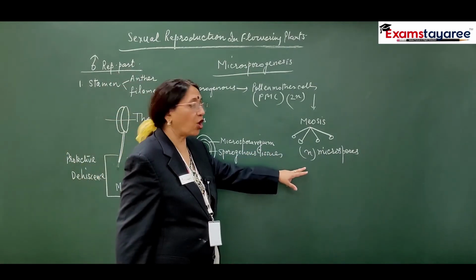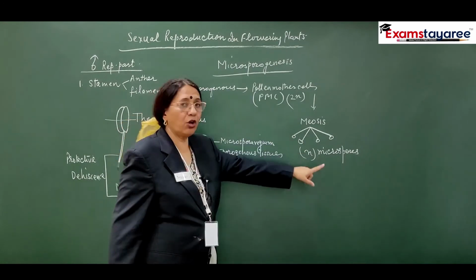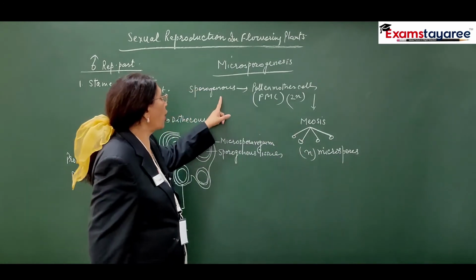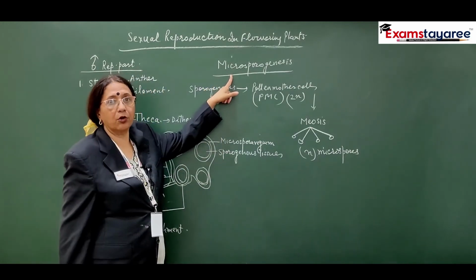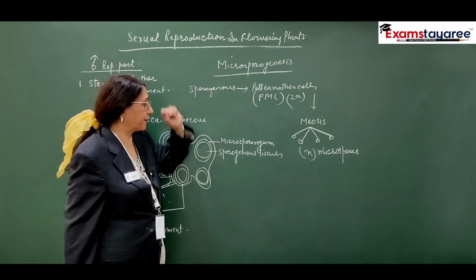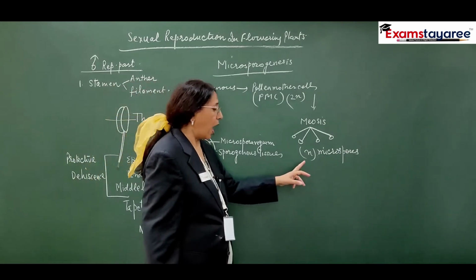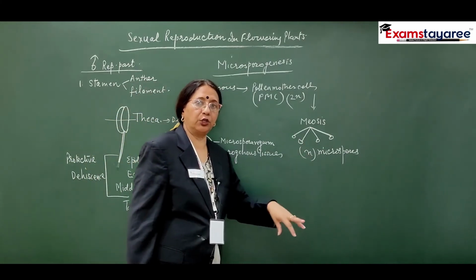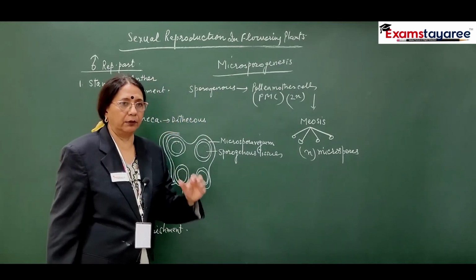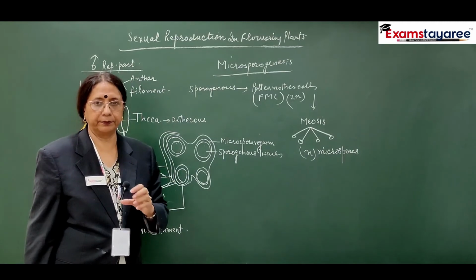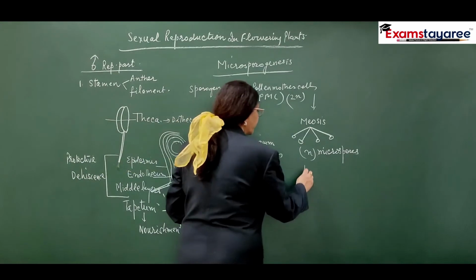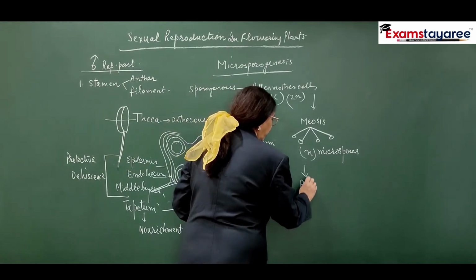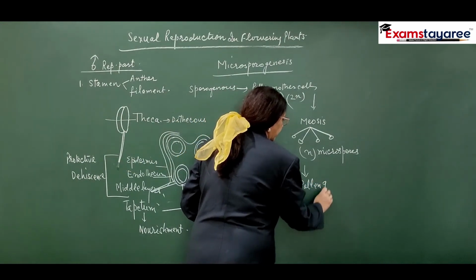Now the process of formation of microspores from pollen mother cells is known as microsporogenesis. How do the microspores change into pollen grains? It undergoes physiological changes, and then the microspore changes into pollen grains.